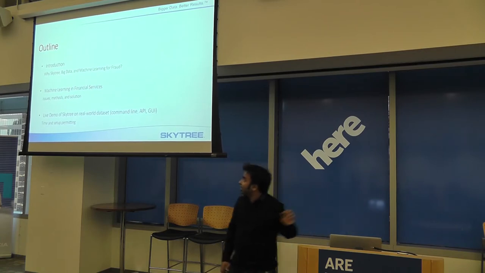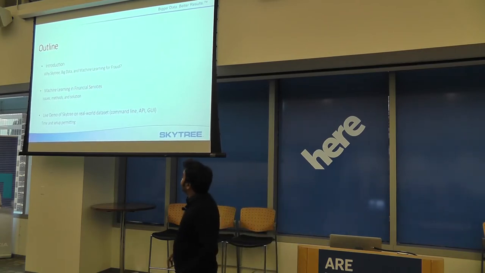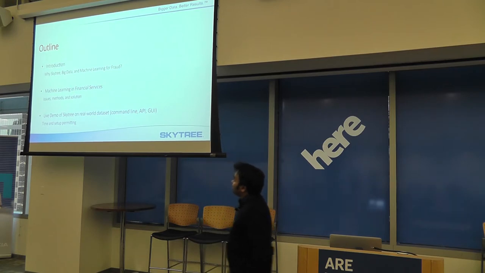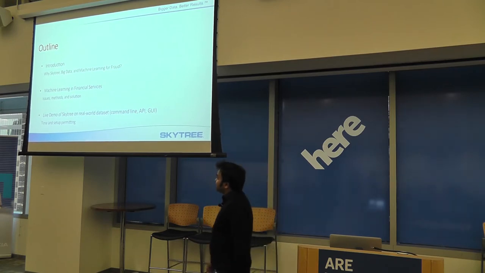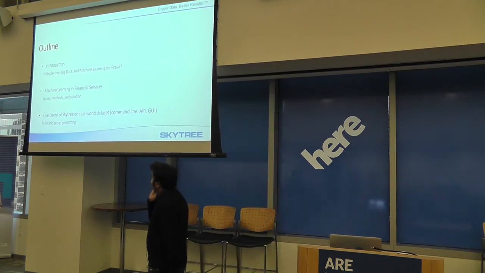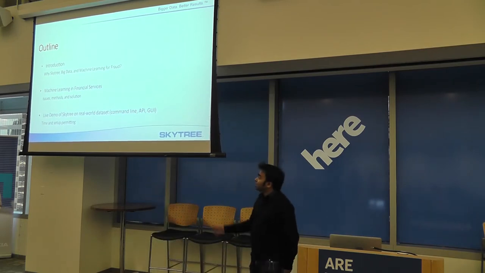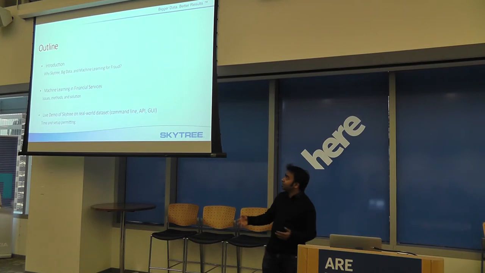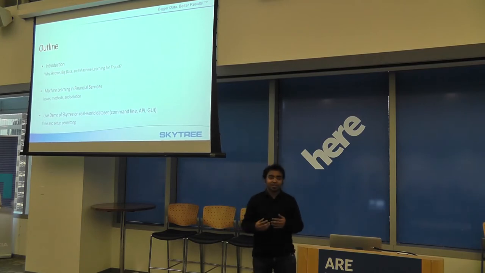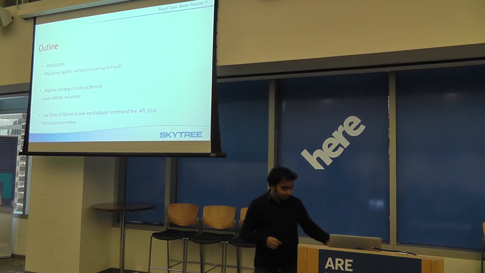Here's the outline of the talk. I'll talk about why Skytree, big data, and machine learning for fraud. I'll also talk about machine learning for financial services: what the issues, methods, and solutions are. I'll try to give you a demo of Skytree on a real-world data set, and hopefully we have enough time to go through all three versions that we have to interact with the software.